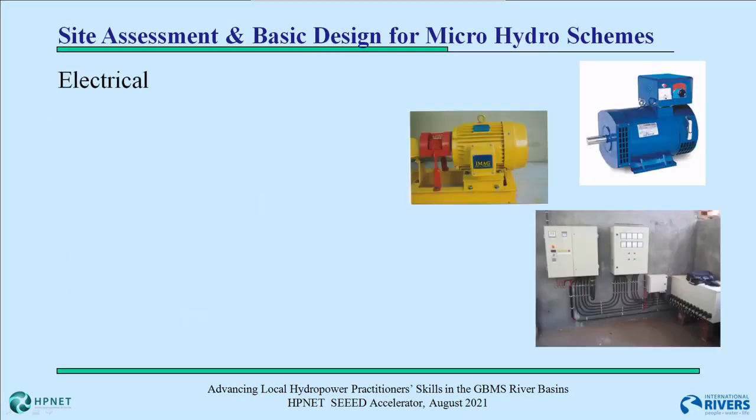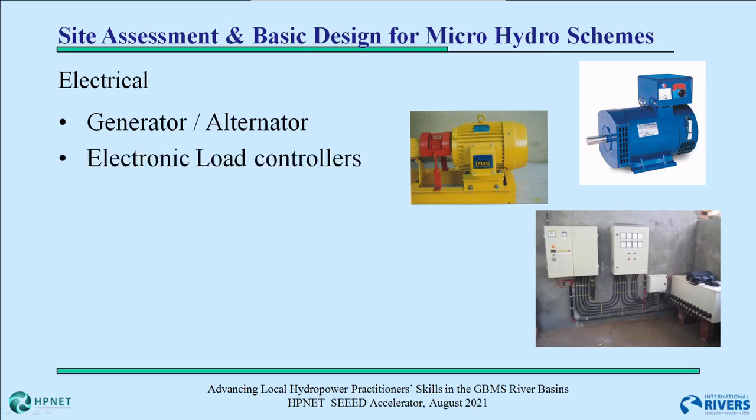The final classification is the electrical. The main component in the electrical section is the generator, which converts the mechanical energy into electrical energy. A load controller keeps the power output quality stable by keeping the turbine always on full load.